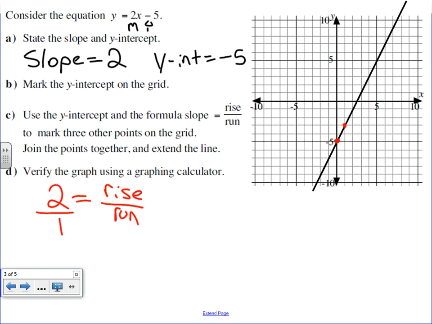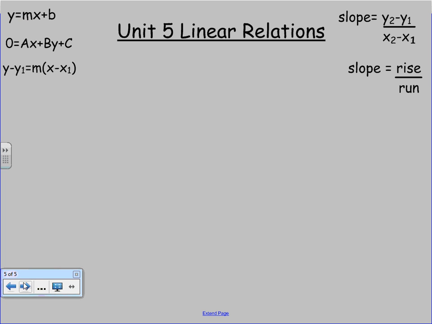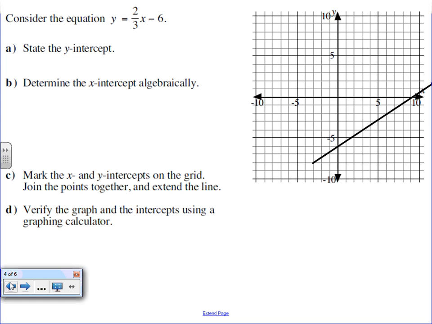Verify the graph using your calculator. If you punch that in your calculator, you should see the exact same line. Alright. Consider this equation. What's the y-intercept, Brayden?